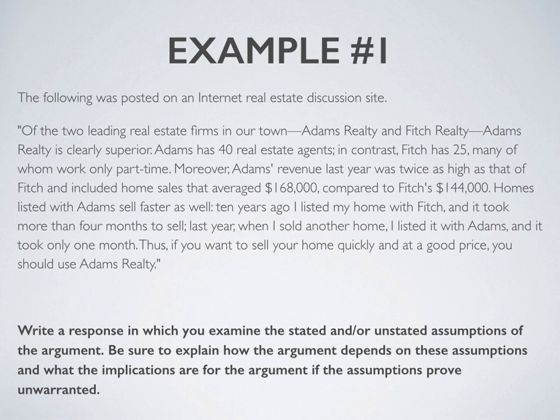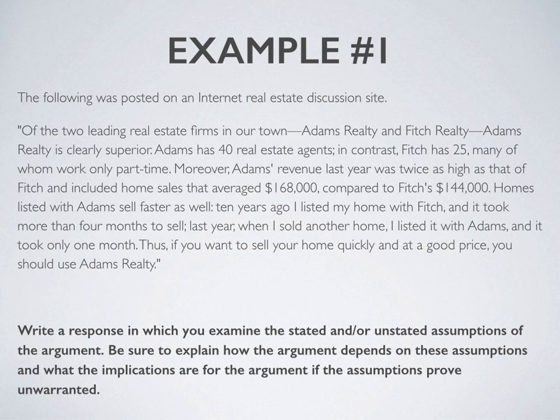The reasons for this superiority he gives. The first one is that Adams has 40 agents and Fitch has 25, out of which a lot of them work part time. That's his first assumption, as well as his first supporting statement. The second point that he gives in favor of Adams being better is that last year Adams' revenue was double that of Fitch, and their home sales averaged at $160,000, and Fitch's home sales averaged at $144,000. This is his second point. His third point is that homes with Adams sell faster.